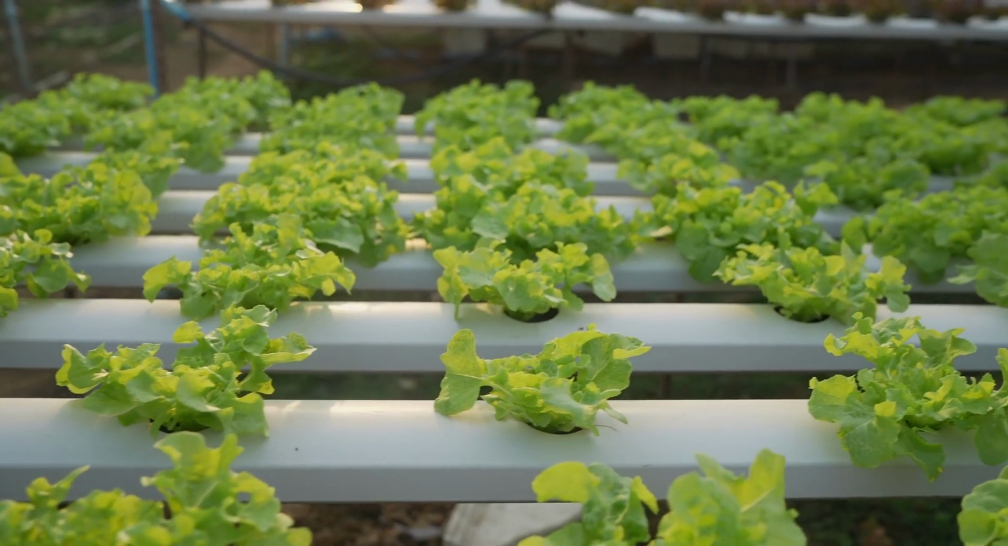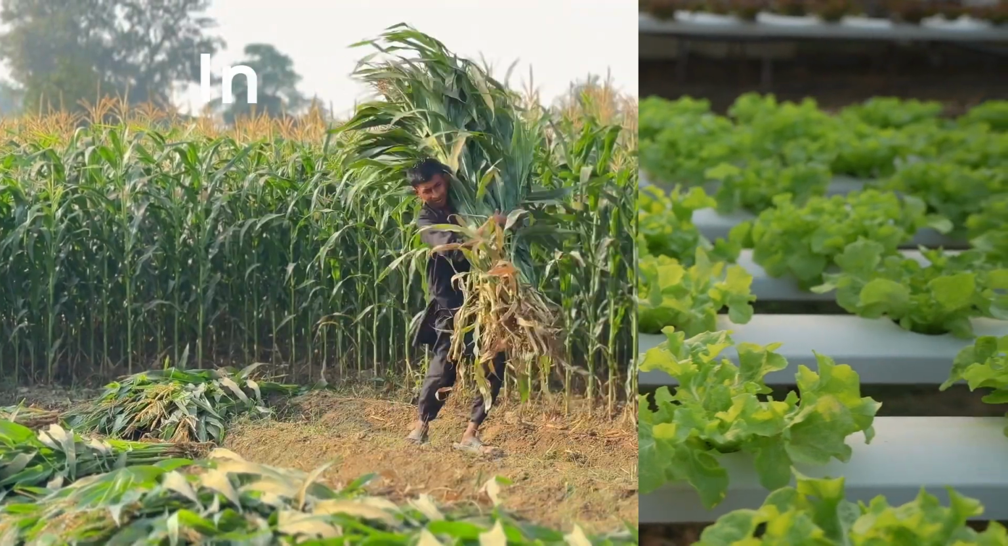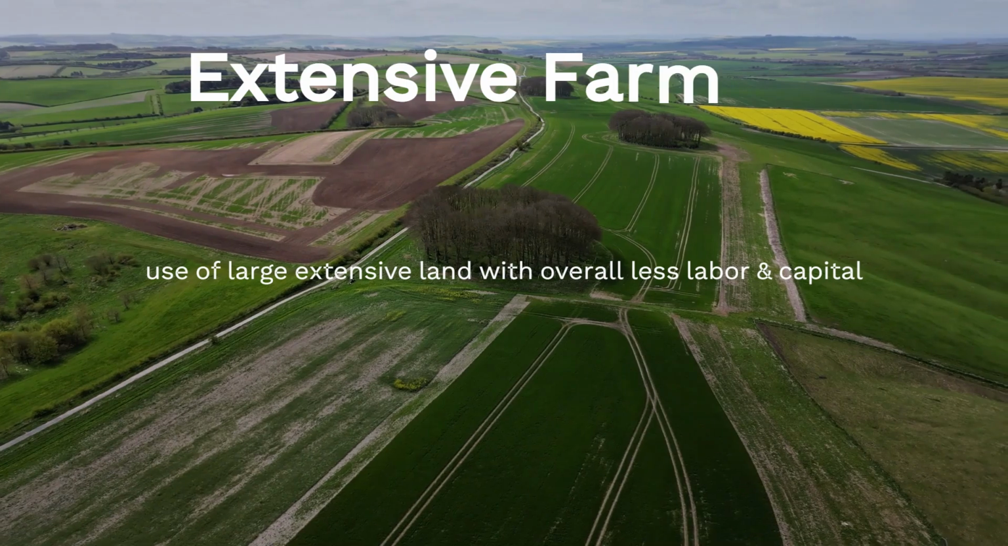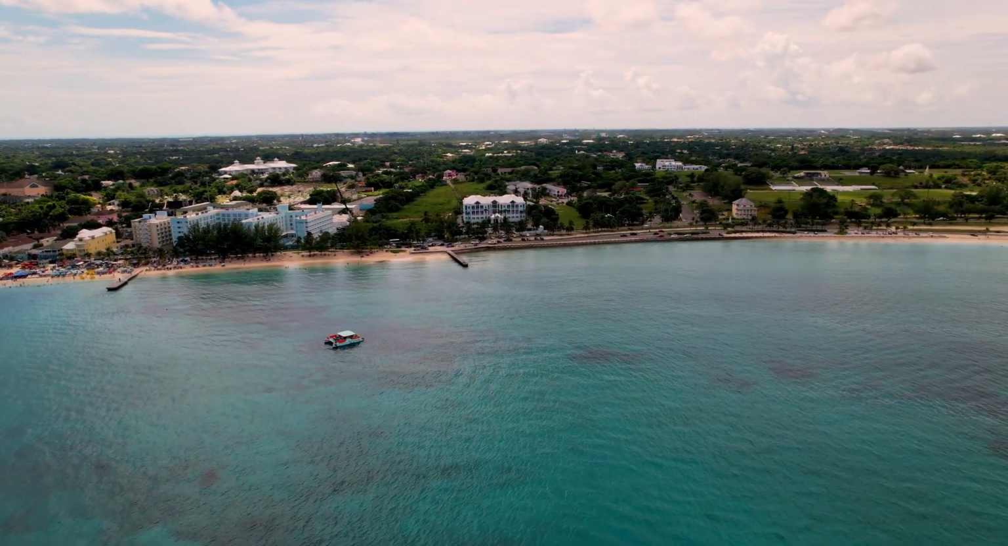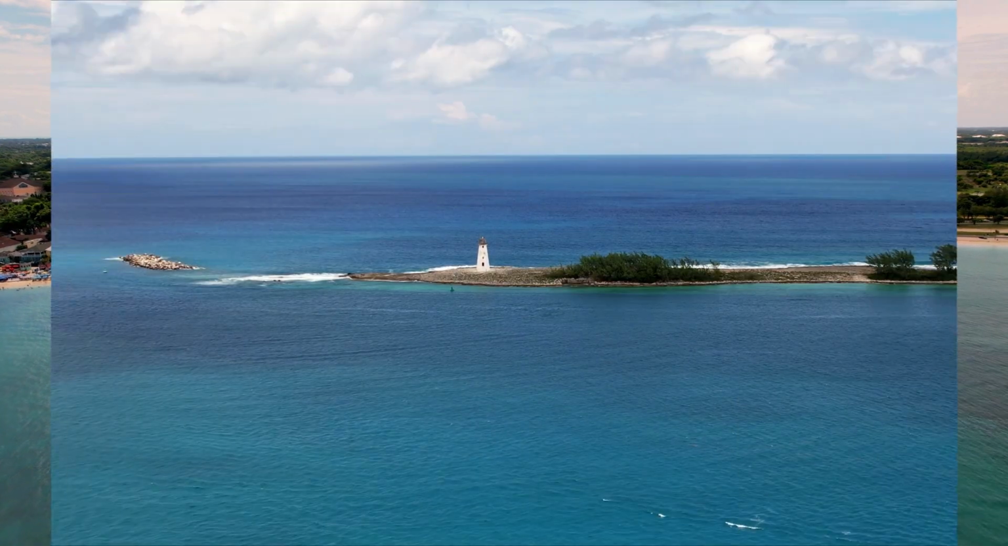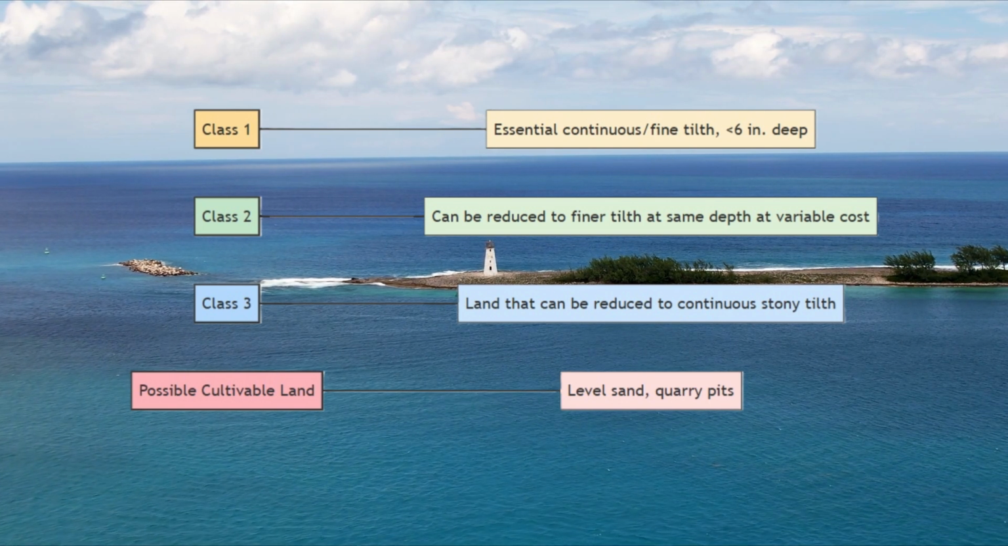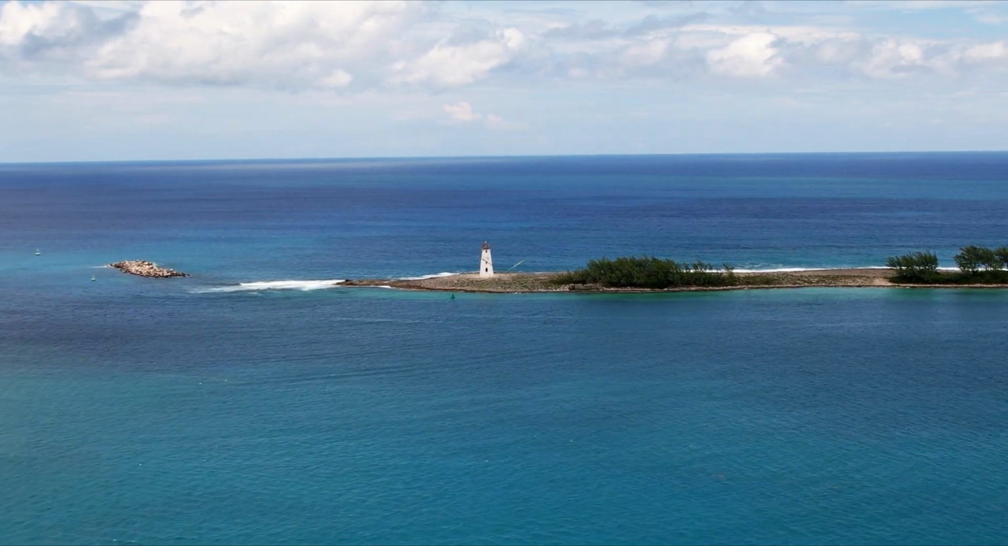Farmers also use different techniques. Some go intensive, with lots of labor on small plots, while others go extensive, farming massive lands with less labor. In the Bahamas, land capability plays a role in farming. Land classes range from deep, fine soil to stony or sandy land. And did you know common crops here include pigeon peas, cassava, and watermelon?